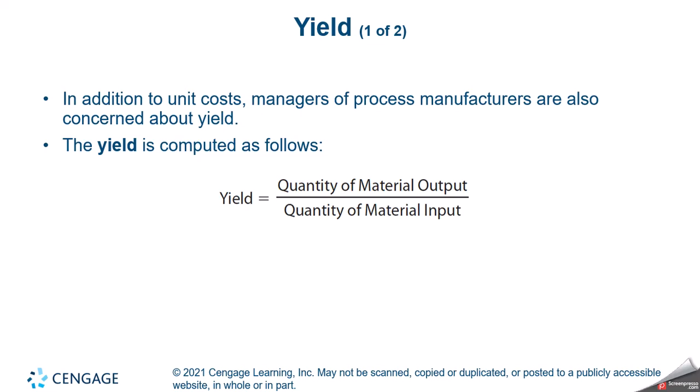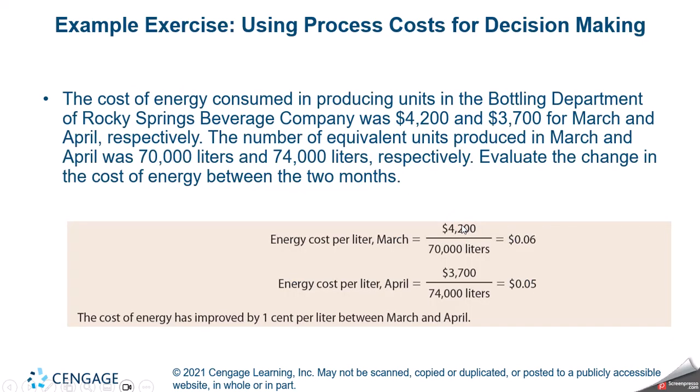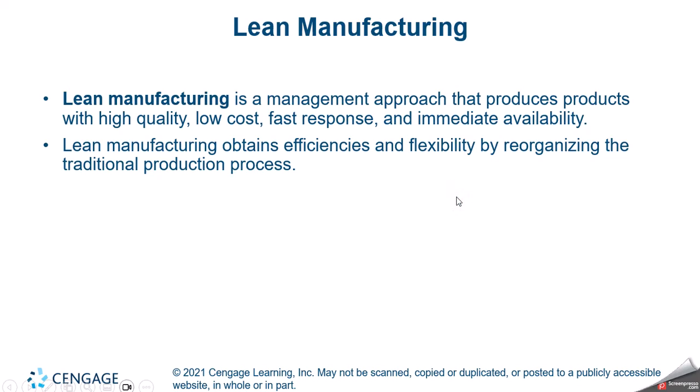And then our yield is our quantity of output per quantity of input. So the higher the better, you know what I mean? We would want to yield out most of our product. If we aren't, that means we're scrapping too much. And then again, there's an example exercise.